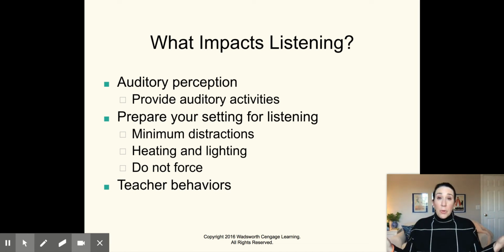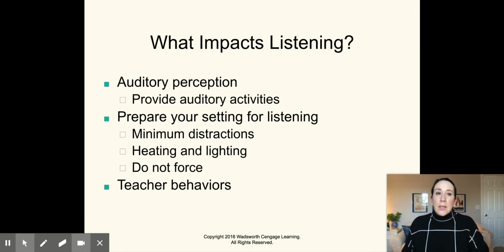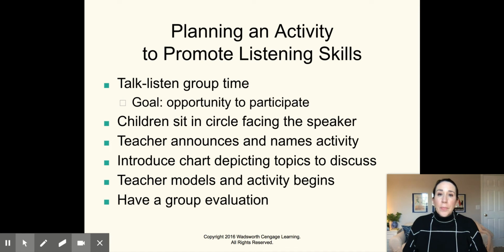So, provide opportunities for kids to listen to different things to see if they can actually hear them. Prepare your setting for listening. Minimum distractions, heating and lighting, do not force, make it a safe, quiet place to listen. And then teacher behaviors impact listening, like what I said before.